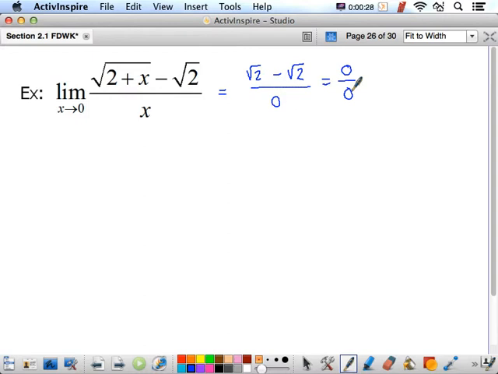Indeterminate form, right? So that means that there's probably a hole there, but possibly a jump. If there's a hole, we can algebraically do something to it, clean it up, and remove the hole so that we can actually see what the limit is. So let's take a look.